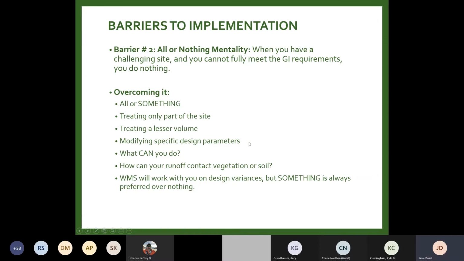So the idea is to ask, what can you do? How can you encourage some portion of your runoff to contact vegetation or soil? That's your goal. Bring your runoff in contact with vegetation or soil. So whenever you encounter these situations, Watershed is very willing to work with people with projects on design variances. But when you come forward with those proposals, something is always going to be preferred over nothing, right? Removing some pollutants is better than removing none. So instead of thinking, oh, my site's really challenging, I can't do this at all, try to think, okay, what can I do? Even though it's really challenging and I'm not going to be able to do everything, all or something.